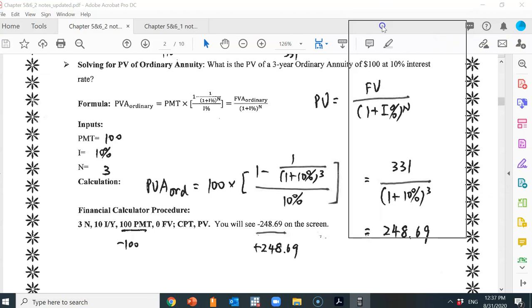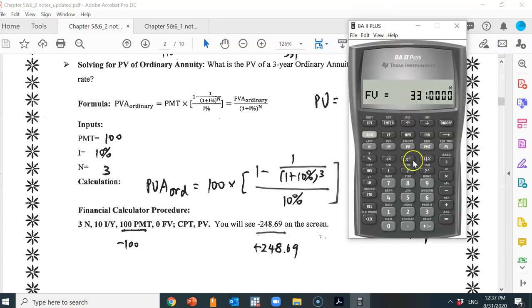A second method would be using our financial calculator. We still have 3 as n, 10 as I, and 100 as our payment, but this time future value is 0. I know we have 100 at the end of the 3rd year, but that's already incorporated by using payments, so we don't have an additional lump sum at the end of the 3rd year anymore. So future value here is 0. Future value is anything additional besides the annuity at the end of all the years. Now we compute for PV.